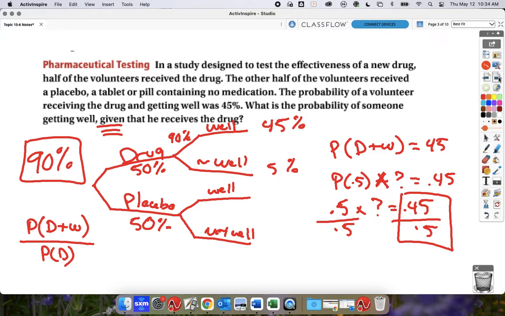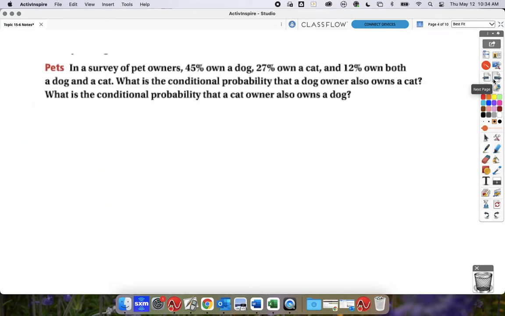Can I add one other layer? Please? Yes. Look, if 90% of the people got well, how many people didn't get well? 10%. And 50% times 10% is 5%. So this gives us 100% of the people that took the drugs. Kind of cool. No? All right. We can do it.